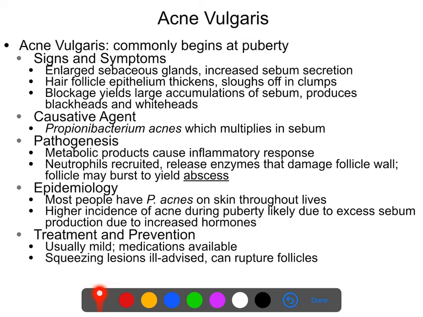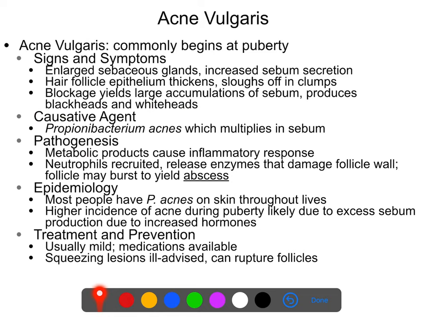So, first skin condition, which probably most people have had at some point in their life, is acne vulgaris. Acne, right? Pimples, zits. We've all had them a few times. This is usually going to be caused by propionibacterium, although Staph aureus can cause acne in some cases. But this is the most common cause of it.